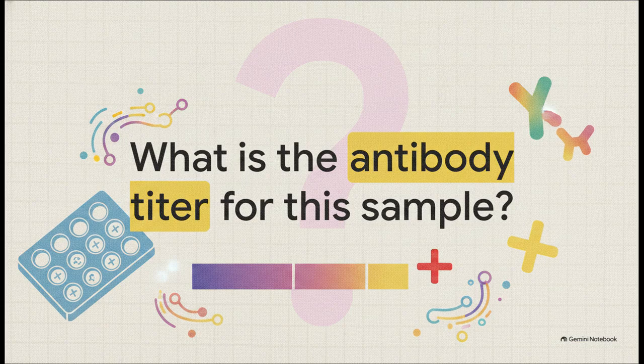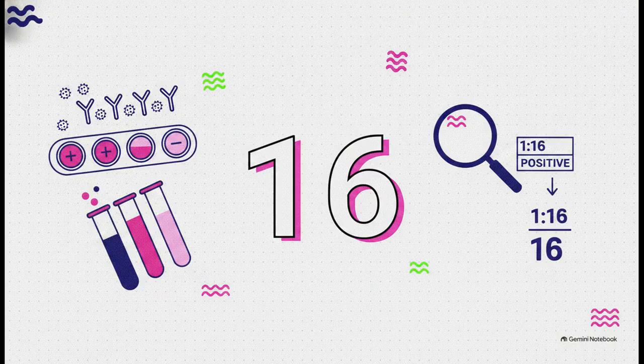All right, I want you to pause and actually think about this for a second. Based on the laboratory's strict definition that only a clear single plus is considered a positive reaction, calculate the antibody titer in your head right now. Find the highest positive dilution, and remember that definition of a titer we just talked about. Got it? If you said 16, you hit the nail on the head.